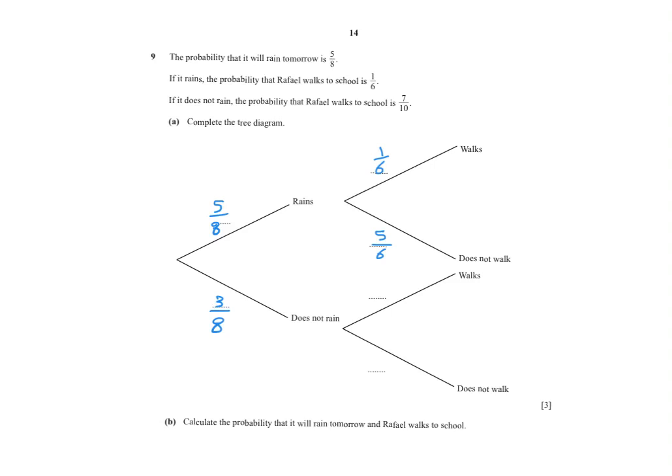If it doesn't rain, the probability that Raphael walks to school is 7 over 10. So this is 7 over 10. Now you can deduce that this is 3 over 10. Now B.